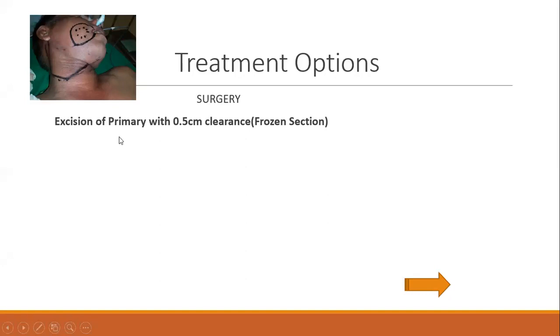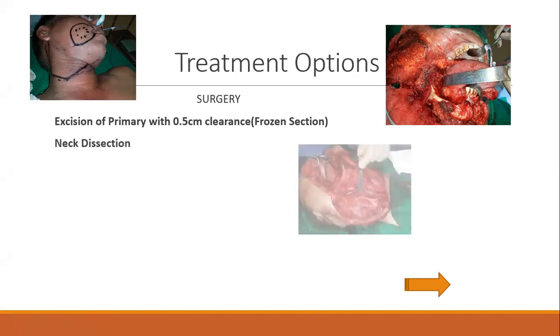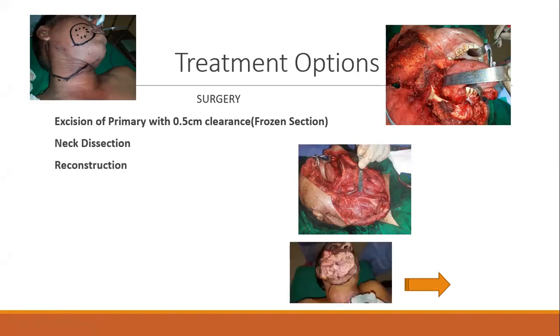And when we do the primary, we send them for frozen section, to see whether we have completely removed the margins or not. The frozen section is the biopsy report which comes within half an hour. If the pathologist says your margin is very close, less than 0.5 centimeter, we remove more tumor, and then we do the neck dissection. There are various types of neck dissection which you can read in the book, and reconstruction. So these are the three elements of surgery: excision of the primary, neck dissection, and reconstruction.